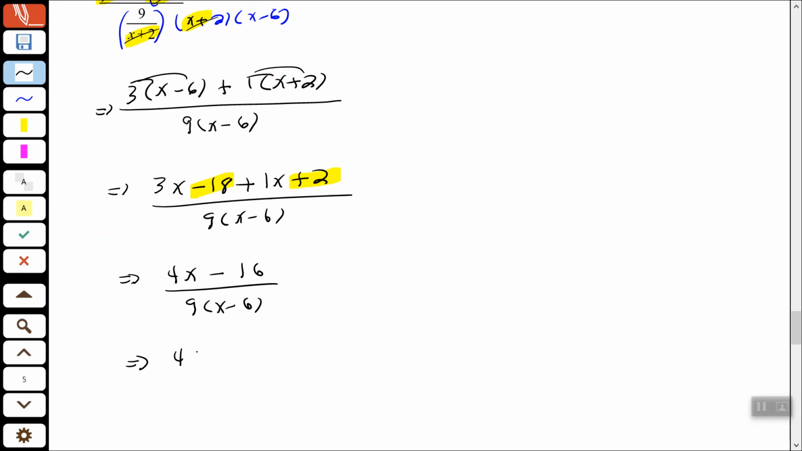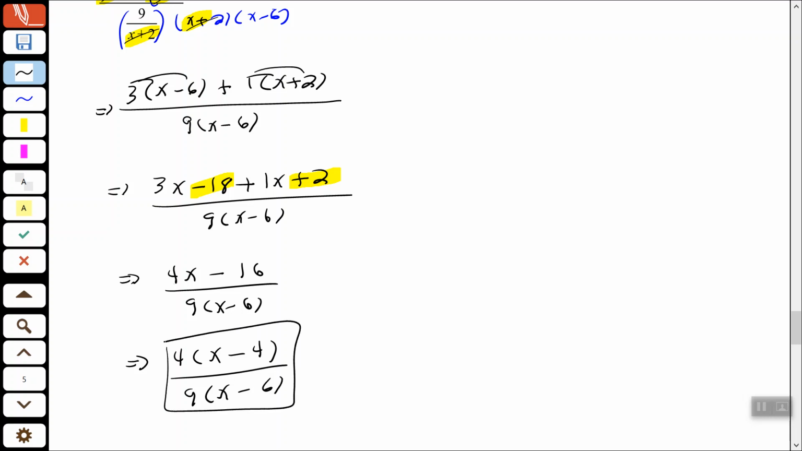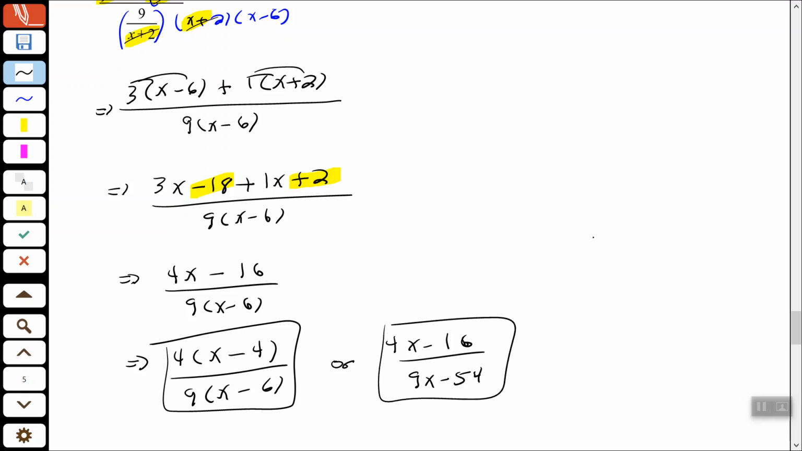So 4, if I divide 4x by 4, that's x. If I divide 16 by 4, that's 4. All right, so I don't have any common factors in my numerator and denominator, so I will leave it just like that. Now, if I had common factors, I would simplify, so you can leave your answer like that, or you can multiply it out. But the computer should accept either one of those. So you could write that as 4x minus 16 over 9x minus 54. Multiplying those out, either one of those answers should be correct.